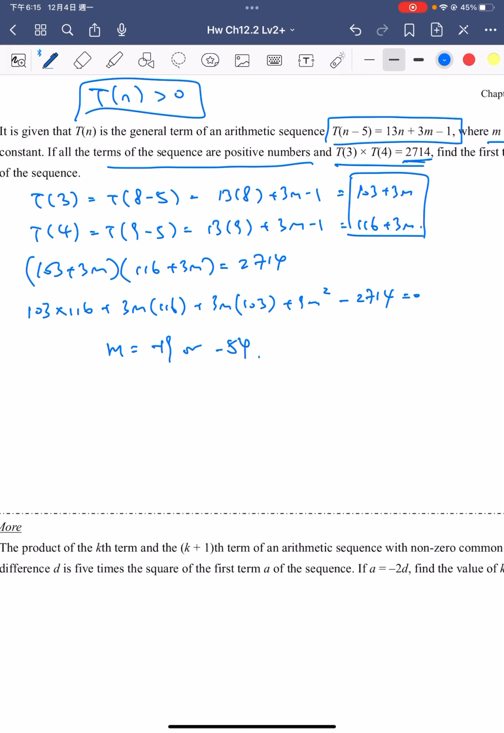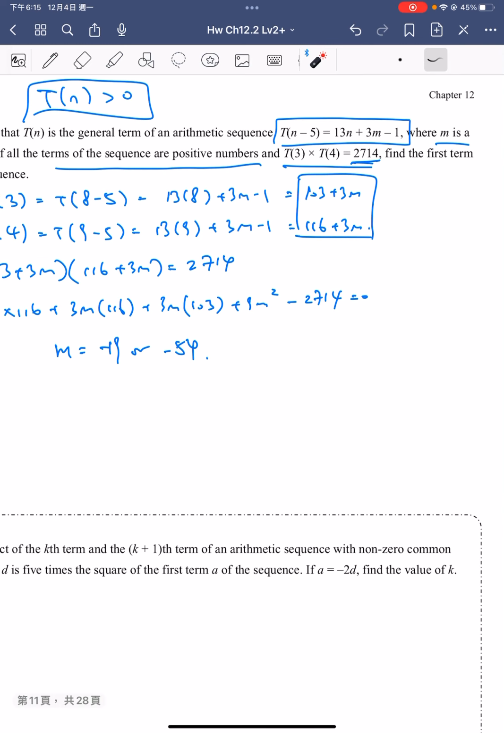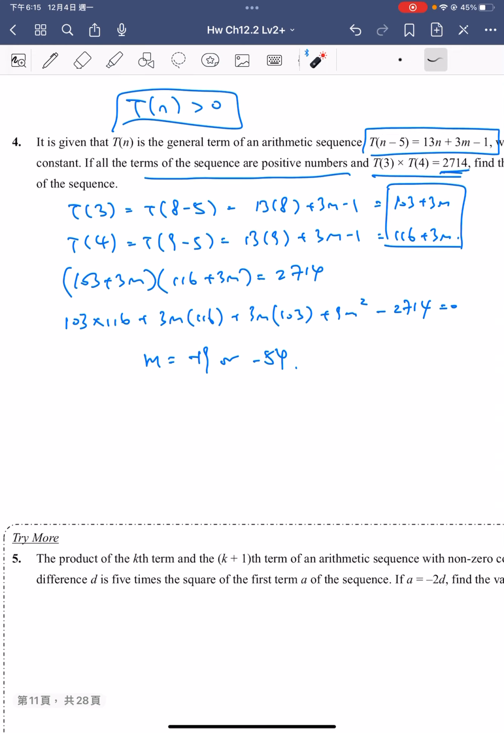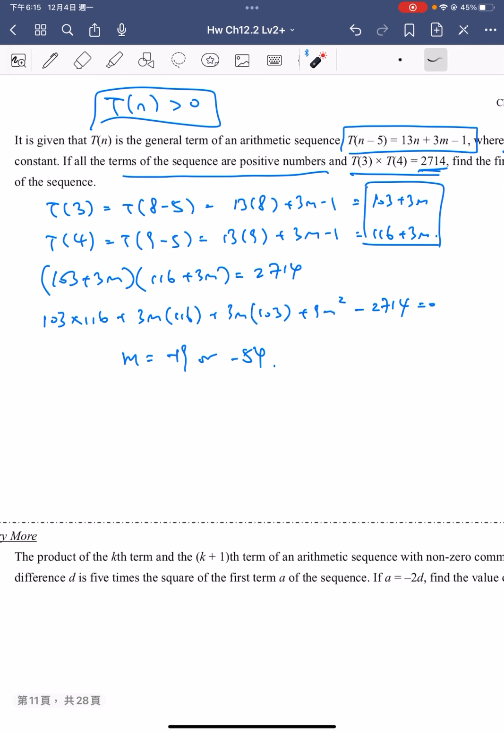So now we need to decide which one we should reject, as both of them are negative numbers, and m is a constant, so they didn't decide what the value of that is. However, they're telling you that all the terms of the sequence should be positive numbers. So let's talk about the first term then. For t1, t1 is just equal to t of 6 minus 5. So it's equal to 13 times 6 plus 3 times negative 19 minus 1. So let's try for the first m. It's equal to negative 19.